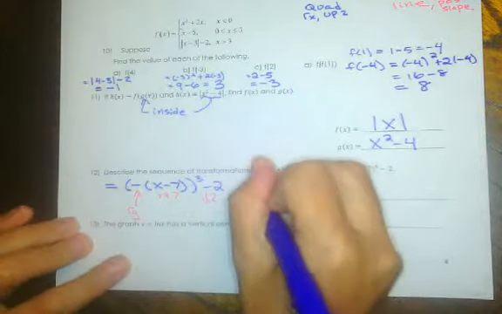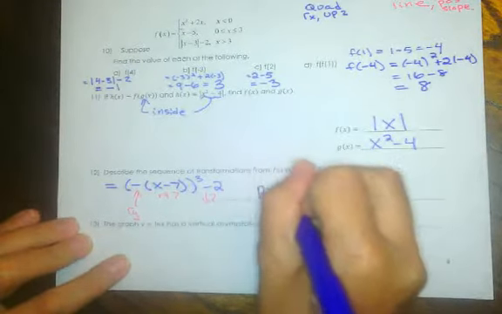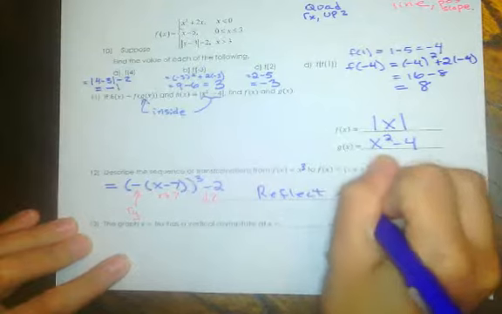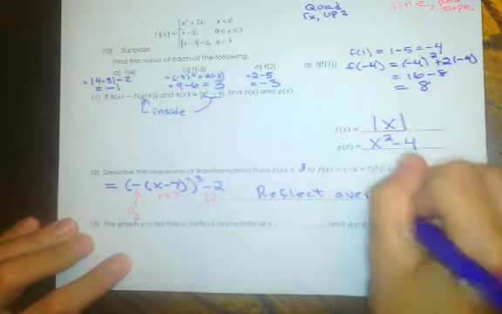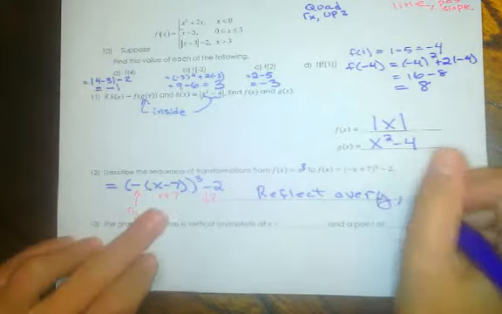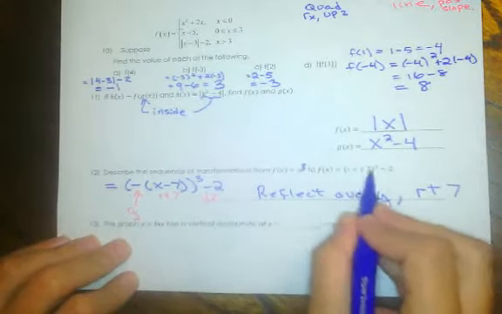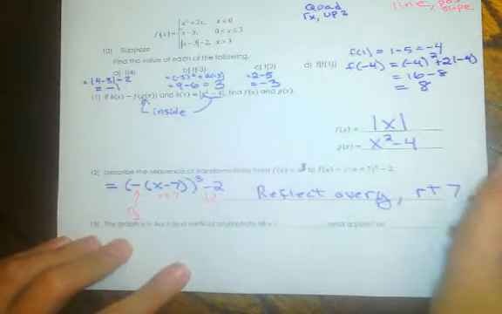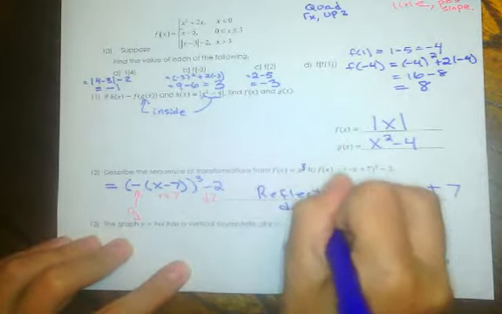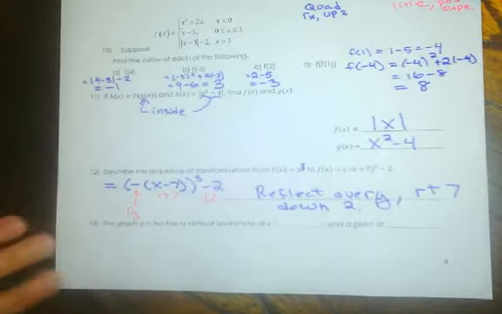So we have a reflection over the y-axis. You also have to the right by 7. That was the part that people messed up. They all said to the left because they didn't factor it out. And then we're also going down 2. So then also down by 2 units.